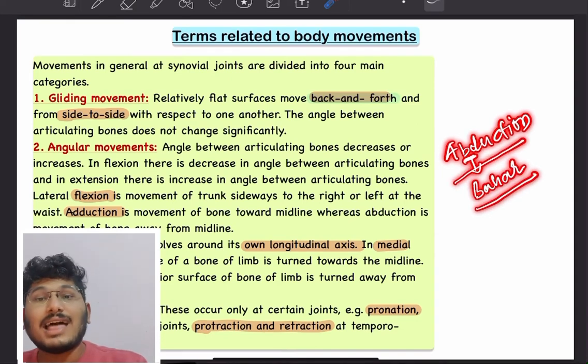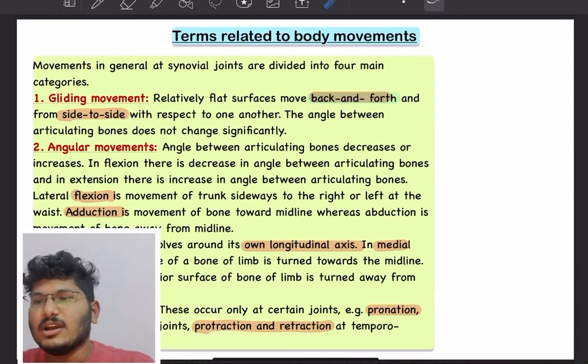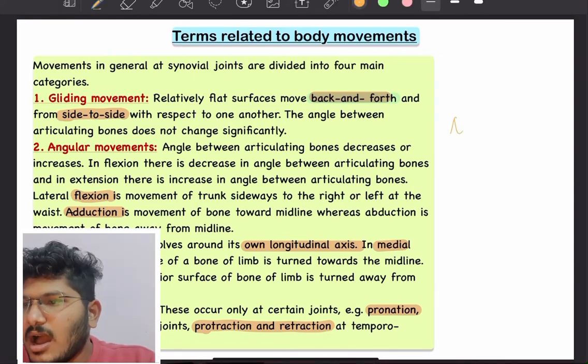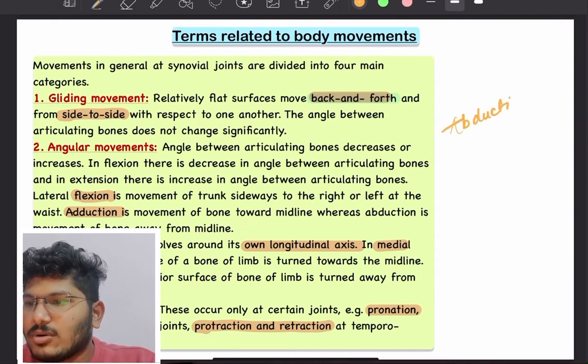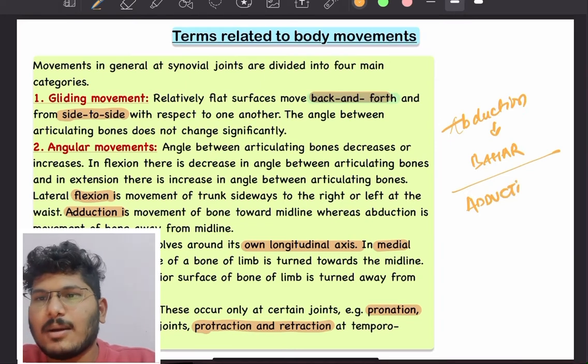So these movements are the angular movements: 4 movements, flexion, extension, abduction and adduction. So remember, abduction, that is AB, bahar jane ka movement. Any movement in which the bone goes bahar, outside, is abduction.